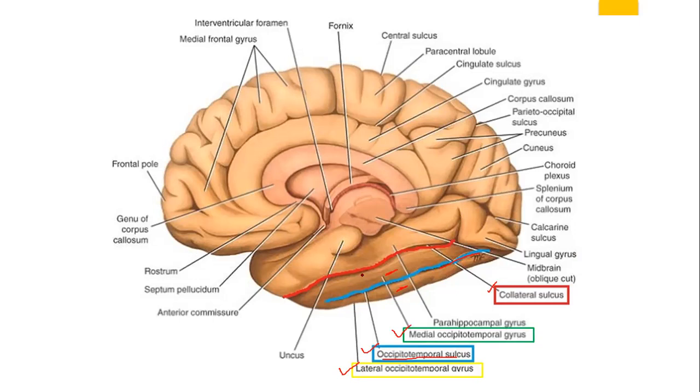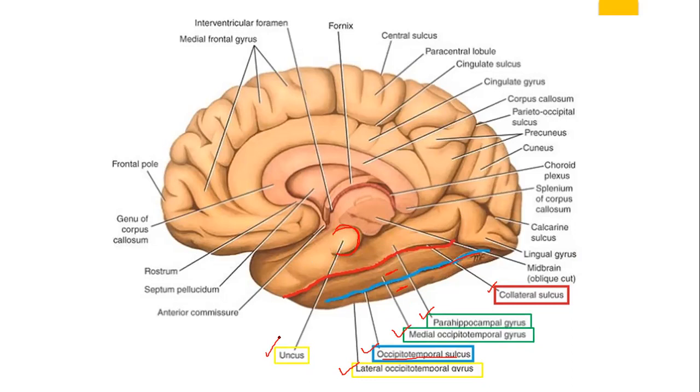Furthermore, just medial to the collateral sulcus, there is another gyrus called the parahippocampal gyrus, because it runs parallel to the hippocampus. And lastly, we have another globular structure, a gyrus at the medial-most part of the inferior surface of the cerebrum, known as the uncus. So these are the main gyri which you can easily identify on the medial as well as the inferior surface of the cerebrum.